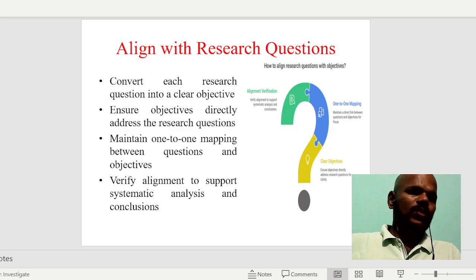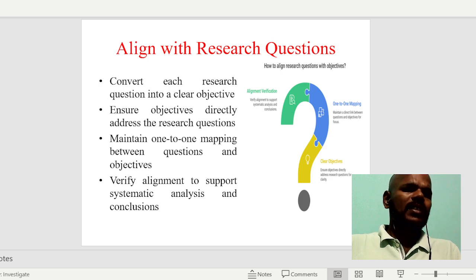What is the research question you have? If you have a research objective, it should be mapped. It should not completely deviate from the research question to the research objective. It should be mapped, right? Maintain one-to-one mapping. That means the research question and research objective should be mapped. It should not vary from one to the other. And verify your alignment of systematic analysis and conclusion.